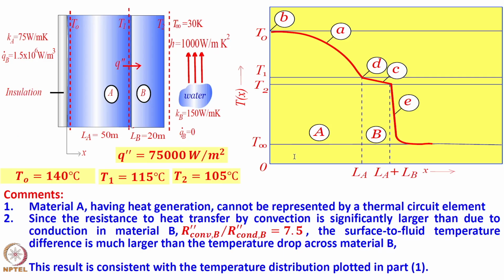Okay. So, based on this, we have the plot now with the numbers. T naught is 140, T interface is 115, T2 is 105, and this plot as we had seen is just there. So, the resistance to heat transfer by convection is significantly larger than due to conduction in material B, and so you will see the large temperature drop.